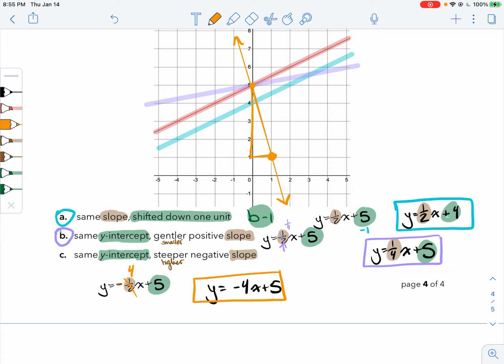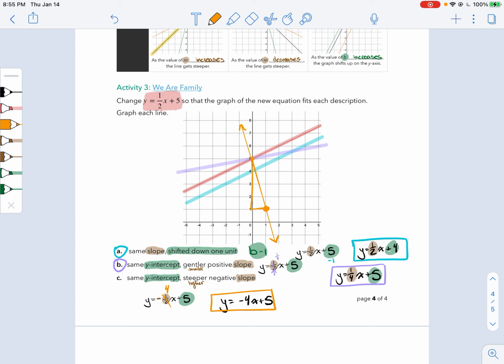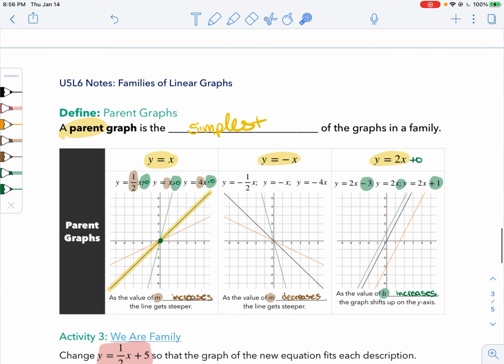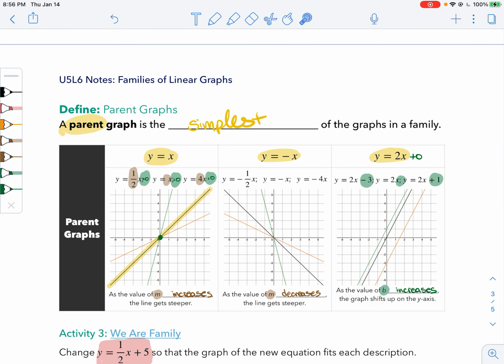And there we did it. We adjusted these new graphs. So here you go. Here's a new way to graph. Instead of just making an XY table, you can just describe shifts of the same family. Keep these shortcuts in mind.